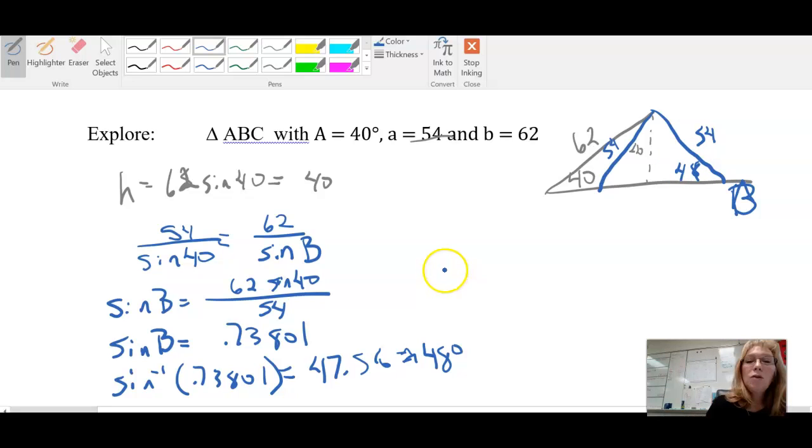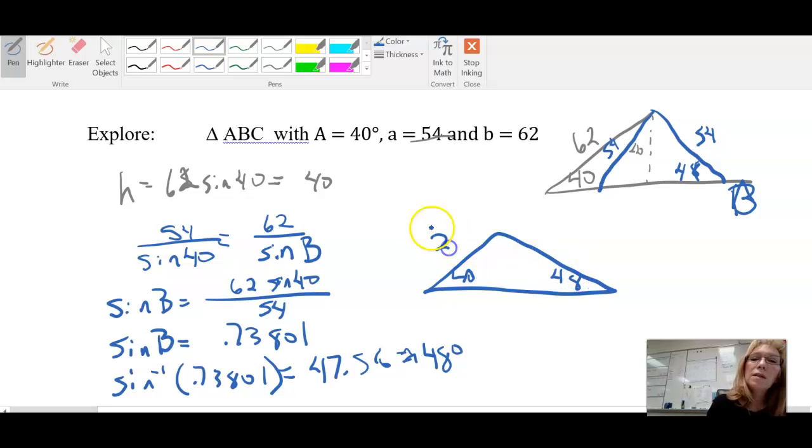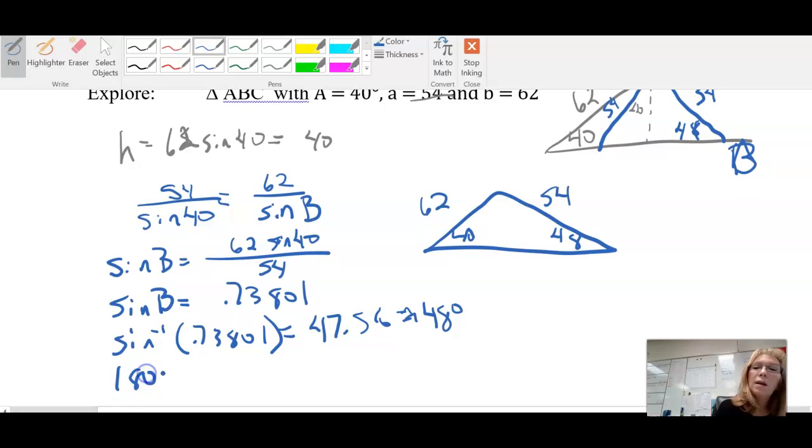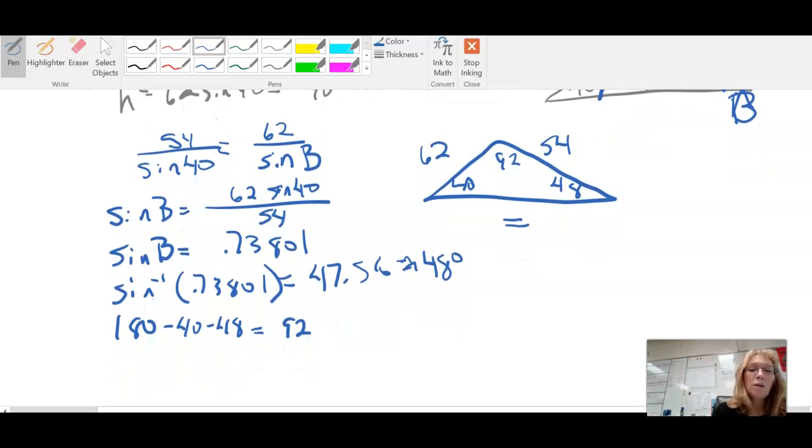So right now we're working on the big triangle. So we're working on this guy. We've got 40, we've got 48, we have 62, we have 54. This angle is 180 minus 40 minus 48, which is equal to 92. So this guy right here is 92. We need to find this side right here. So it doesn't really matter which one you use. I'm going to use the 40.